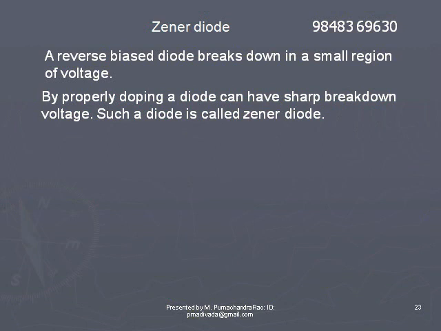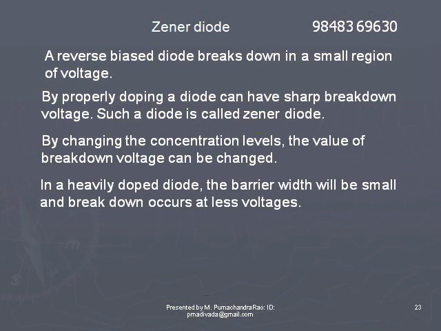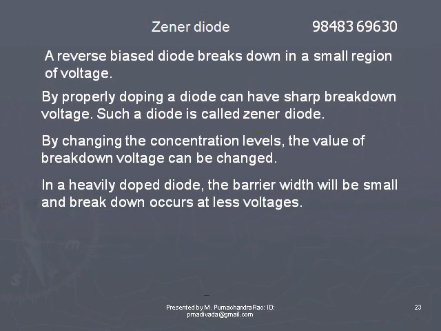By properly doping a diode, we can achieve a sharp breakdown voltage. Instead of over a region, we can obtain this at a sharp breakdown voltage. Such a diode is called a Zener diode. That means a diode which has breakdown at a particular voltage is a Zener diode. The sharp breakdown can be attained by changing the concentration levels.